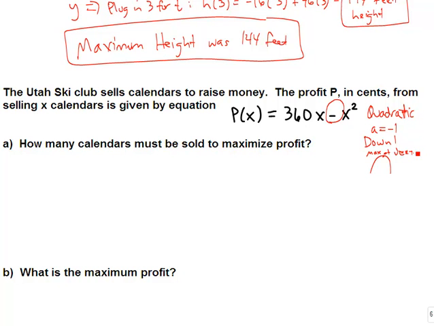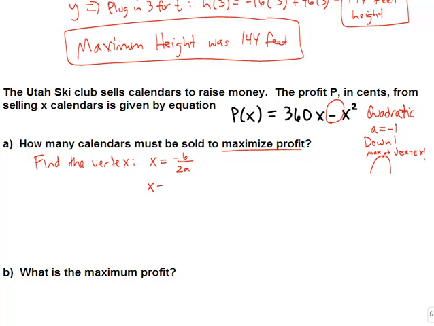So question A, how many calendars must be sold to maximize profit? We want to maximize profit. That means we want to find out when that maximum occurs. So if we're going to have a maximum, it's got to occur at the vertex. So all we have to do is find the vertex. And we're going to use that vertex formula, x equals minus b over 2a.